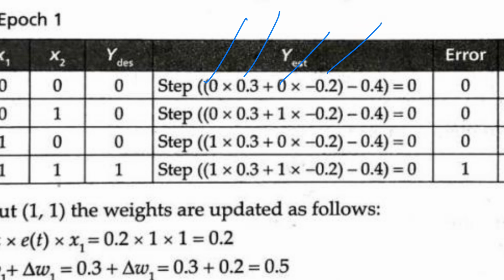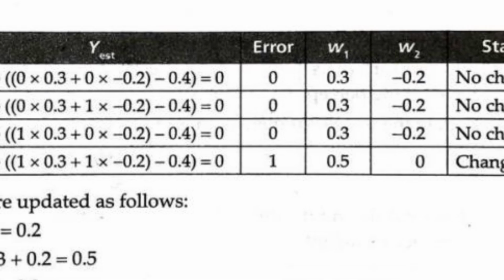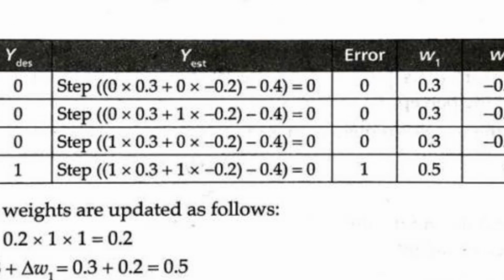As we have mentioned, if it is less than 0, then output is 0, otherwise it is 1. Estimated output is 0, the desired output is 0, both are same, 0 minus 0, there is no error at all. Then, as there is no change, we can keep previous weight, what we have assumed, W1 0.3, W2 minus 0.2, no change in the things. This weight is taken in the next step.